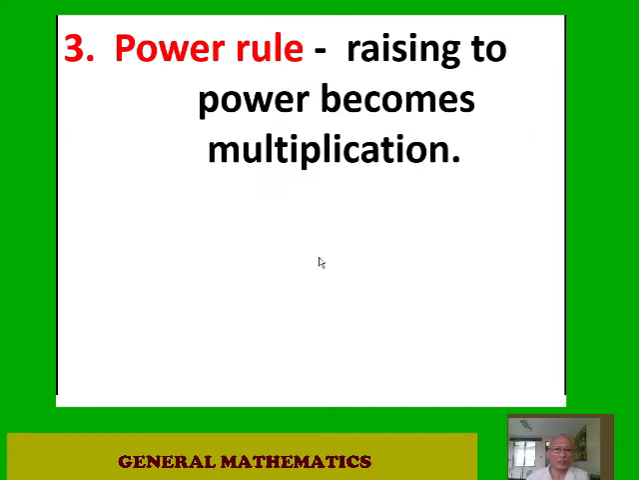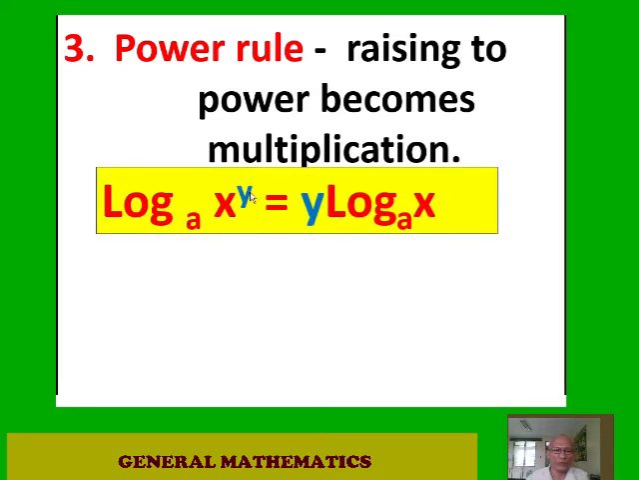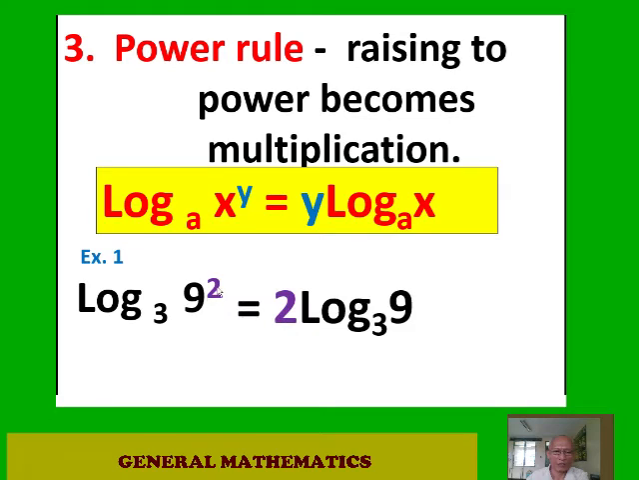The third law of logarithm is the power rule. Raising to powers becomes multiplication. Here we have log of x to the power of y base a. The exponent y becomes a multiplier of the logarithm of x base a. So the exponent becomes the multiplier. For example, log of 9 squared base 3, 2 which is the exponent, is equal to 2 times the logarithm of 9 base 3. Okay.